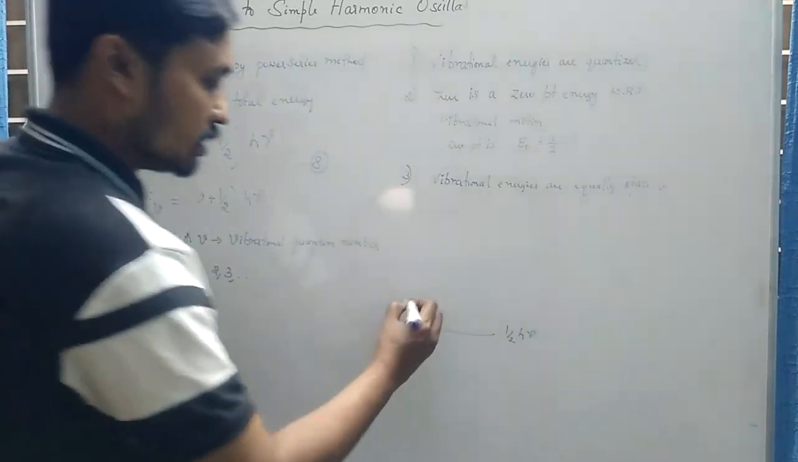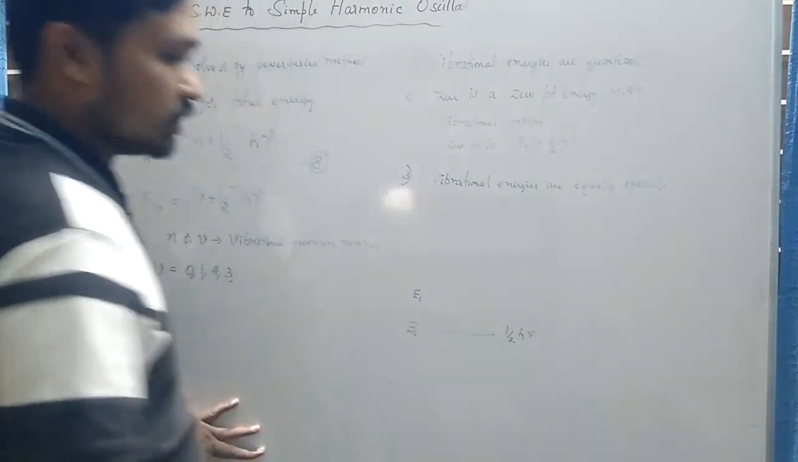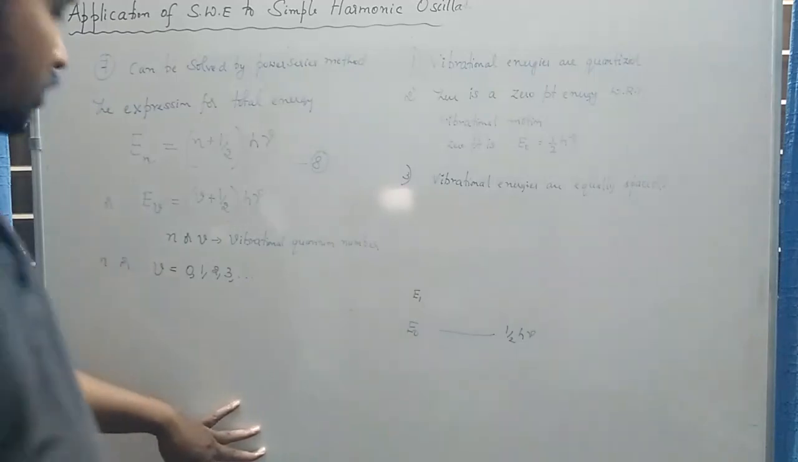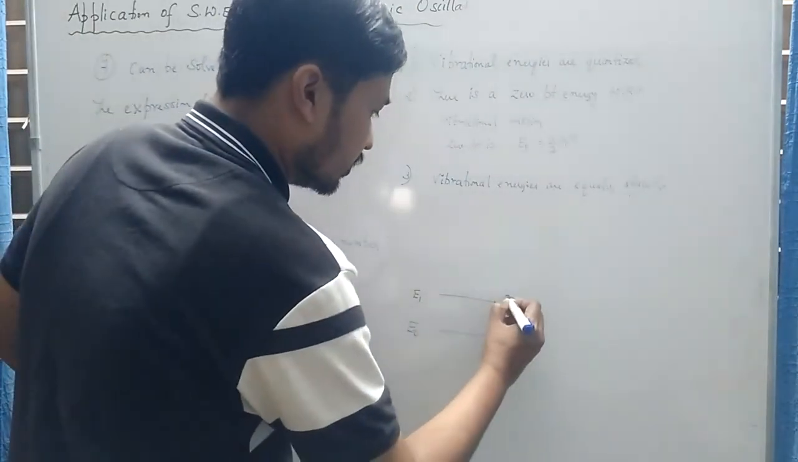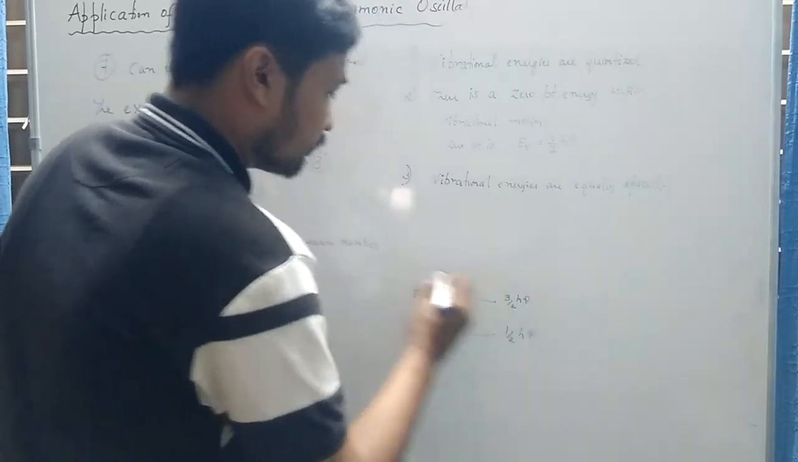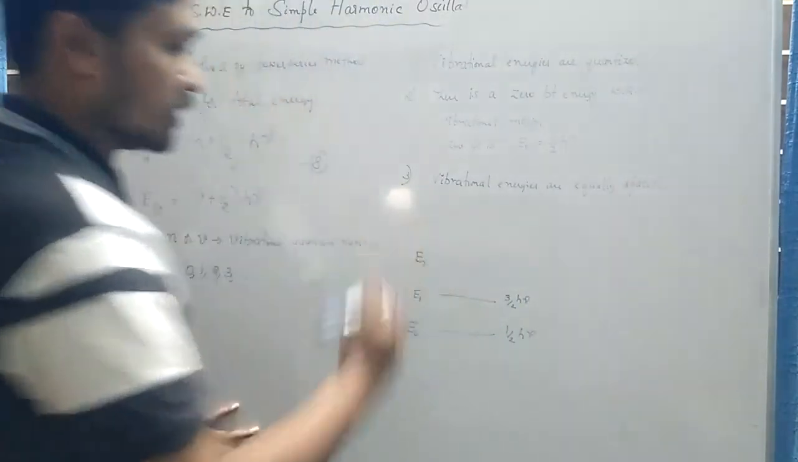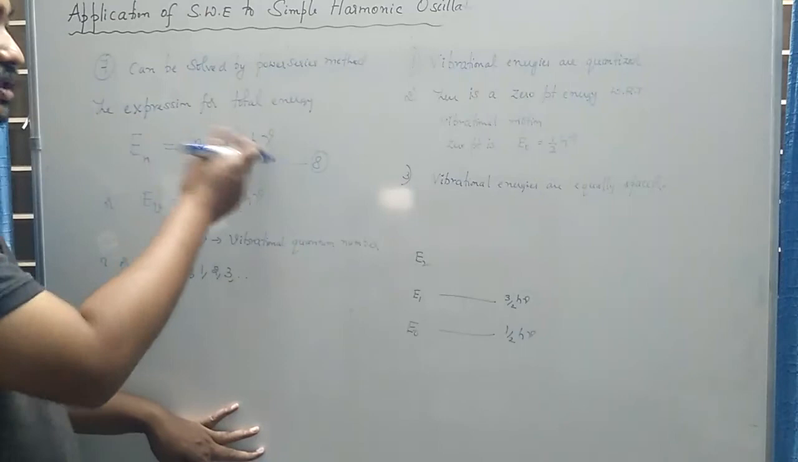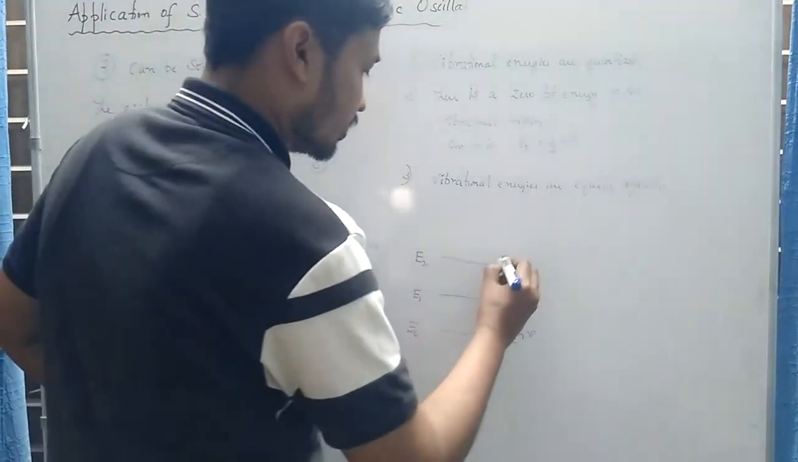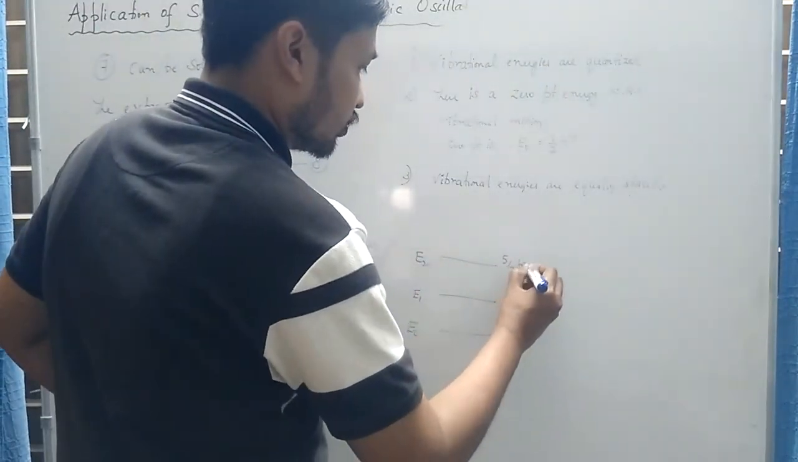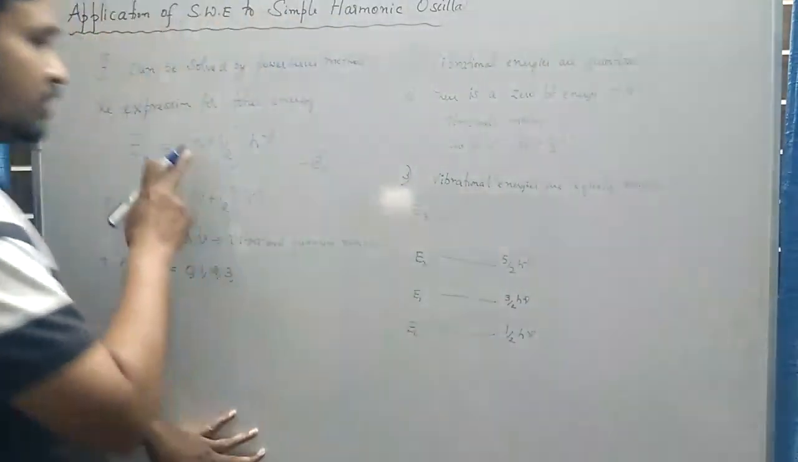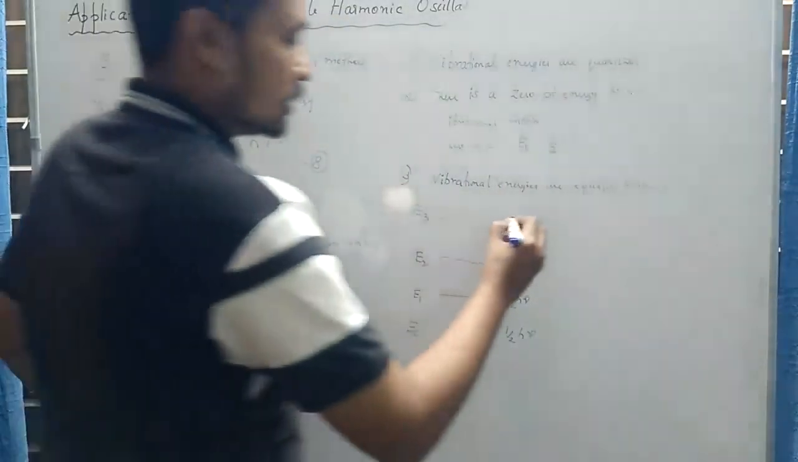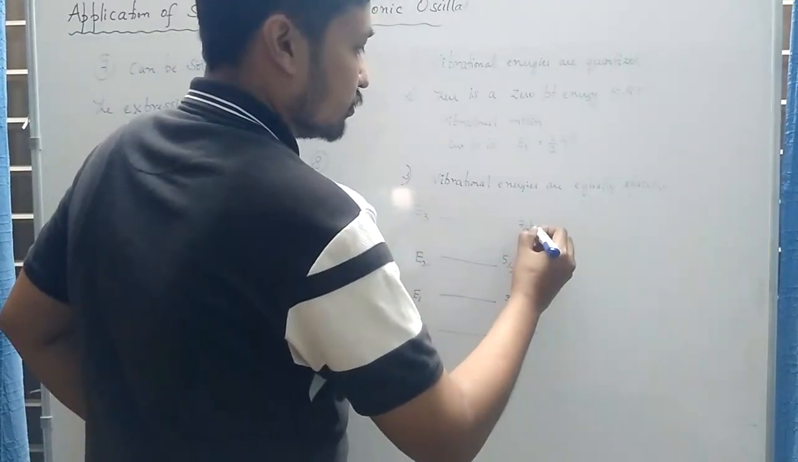The next energy the particle has is E1. E1 is 1 plus half, that is 3 by 2 into h nu. The next energy is E2, which is 2 plus half into h nu, that is 5 by 2 into h nu. The next energy the particle can have is E3, that is 3 plus half into h nu, that is 7 by 2 into h nu.